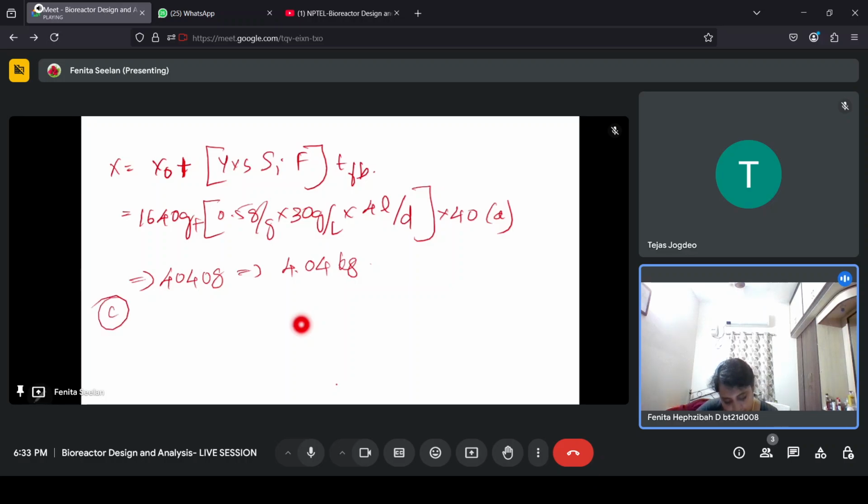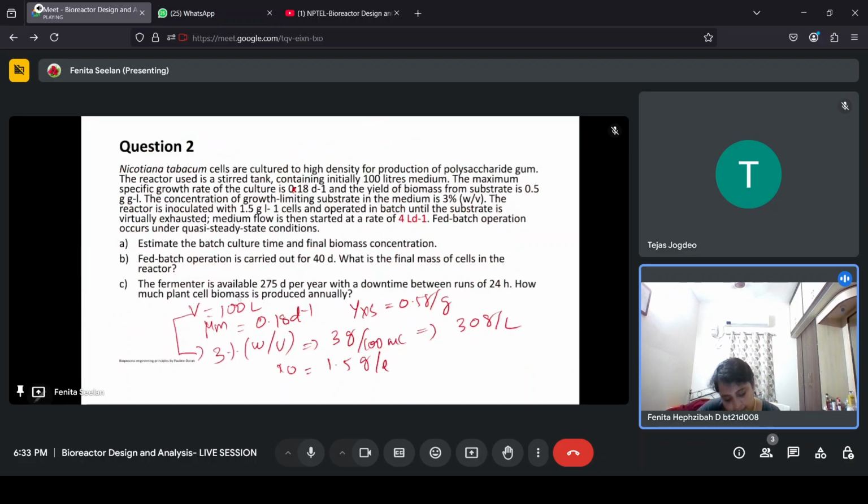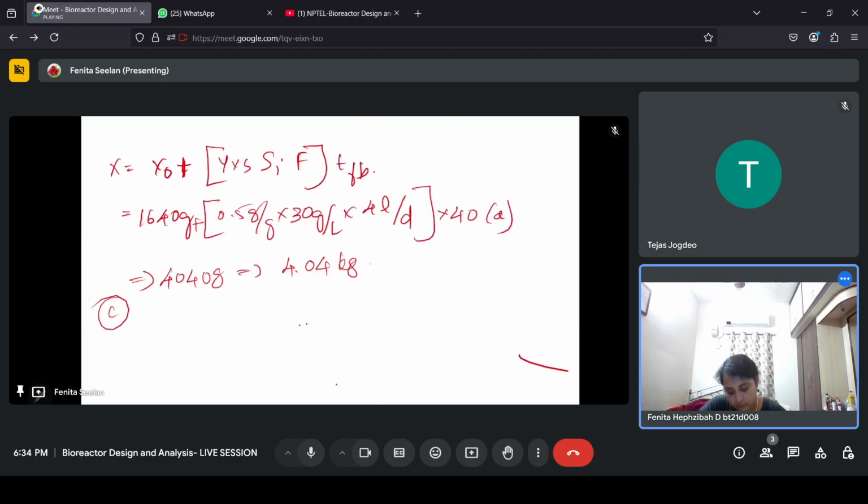Let's calculate C. What is C? The fermenter is available only during 275 days per year. The downtime is 24 hours. And you are asked how much plant cell biomass is produced annually. So with this time period, we have to calculate how much of the biomass will be produced for an entire year. And it should be noted that the fermenter is available only for 275 days per year.